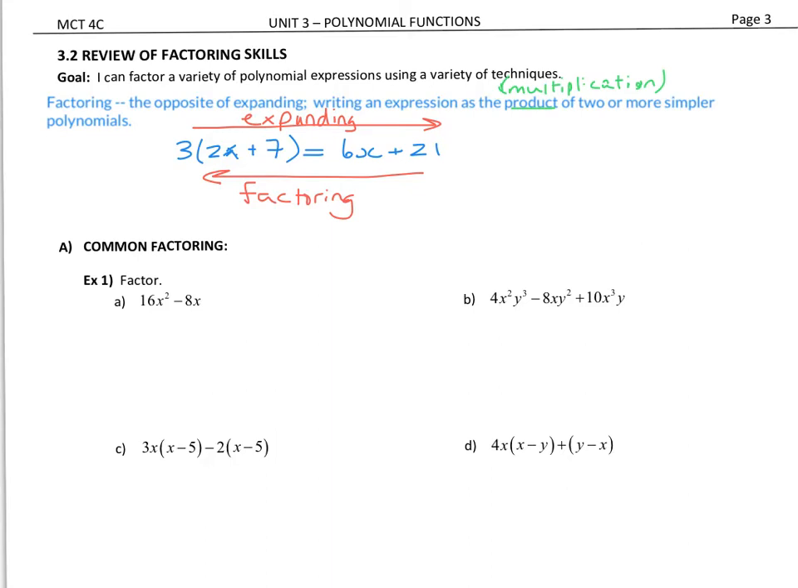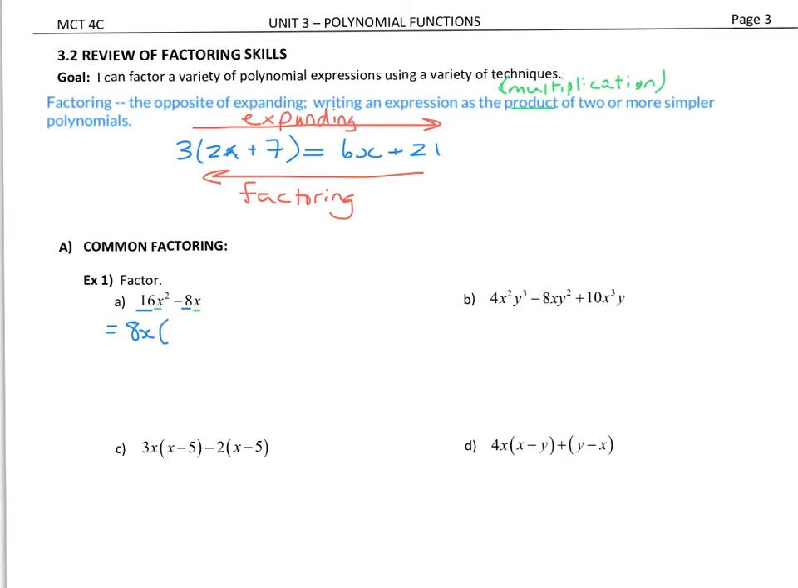So looking at this first example, I've got the number 16 and 8. Both 8 and 16 can be divided by 8, so the number part of the common factor is 8. Now they both also have an x in them, so x is common, and the smallest power of x is x to the 1. So 8x, or 8x to the 1, is our common factor. That's what goes on the outside of the bracket.